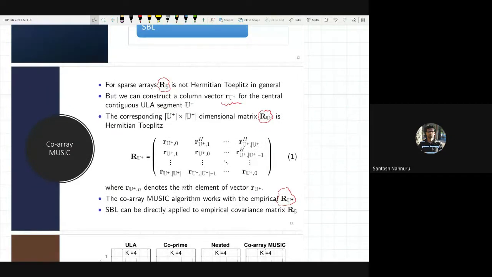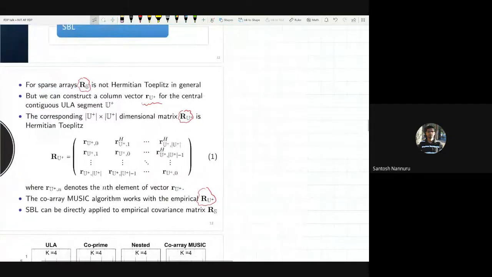So here, if you see, the difference is the pairwise difference between the sensor locations or normalized sensor locations. So they are always integers, and I focus on the positive integers. Okay. So what we are saying is this RS matrix for a sparse array will not be Toeplitz. Not Hermitian Toeplitz.